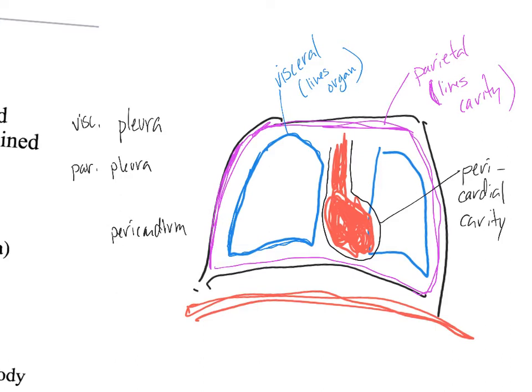Okay? And just like the pleura, they're paired. We have a visceral and we have a parietal. We have a parietal pericardium that makes up the cavity. And then we have a visceral pericardium that lines what? It lines the heart organ. Okay? So visceral and parietal pericardium, right? So we have a visceral here, and the visceral would be like the dotted lines lining the heart.